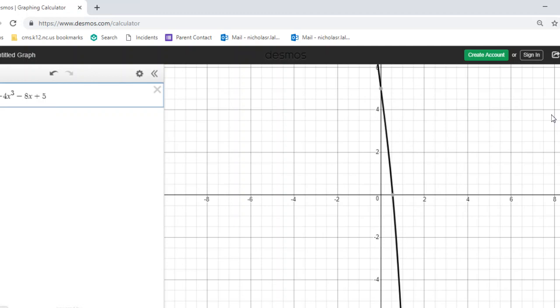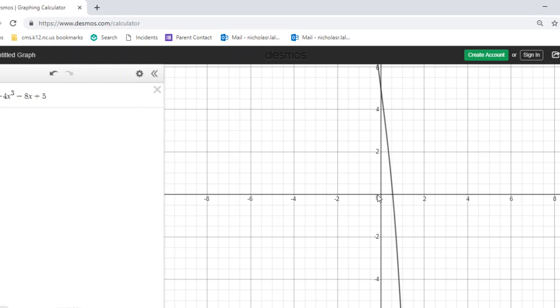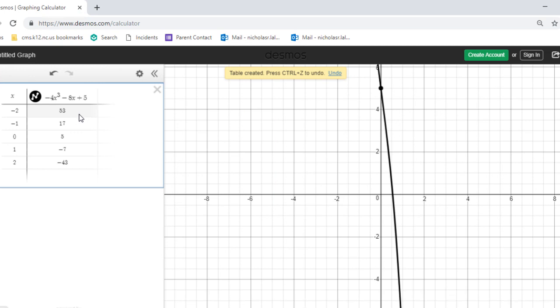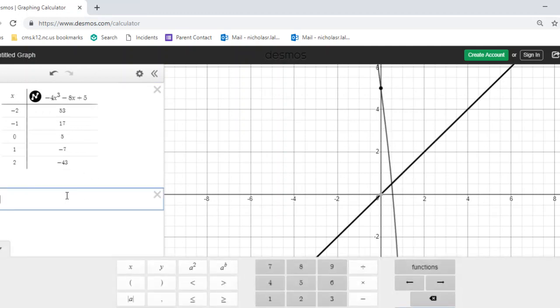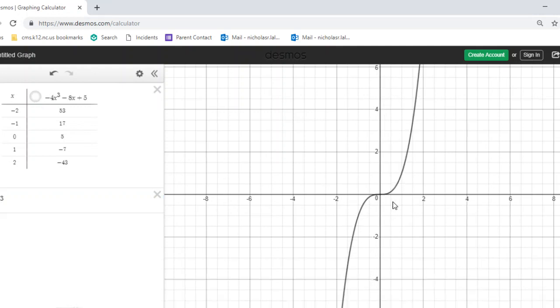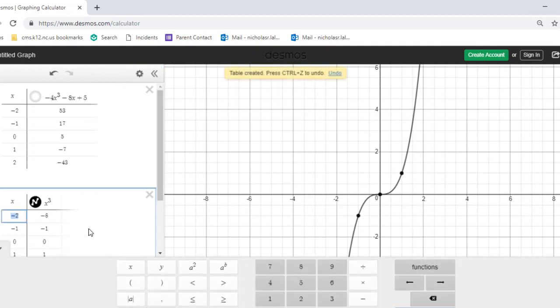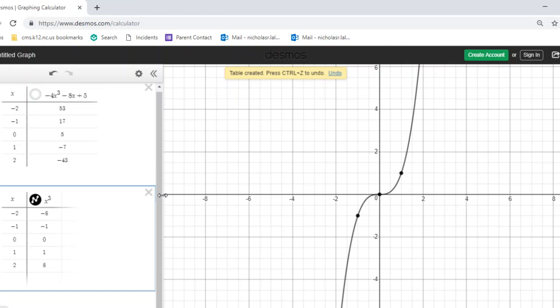Is this function symmetrical about the origin? No. Is this function symmetrical about the y-axis? No. So I'd say it's neither. Let's look at the inputs and outputs. Negative 253 to negative 43. From that information alone, you immediately know the function is not odd or even, because inputs 2 and negative 2 have outputs that don't have the same absolute value. If this was an odd function, it could look like x cubed, right? Now this is symmetric about the origin: negative 2 gives negative 8, 2 gives 8, negative 1 gives negative 1, 1 gives 1. That's an odd function.